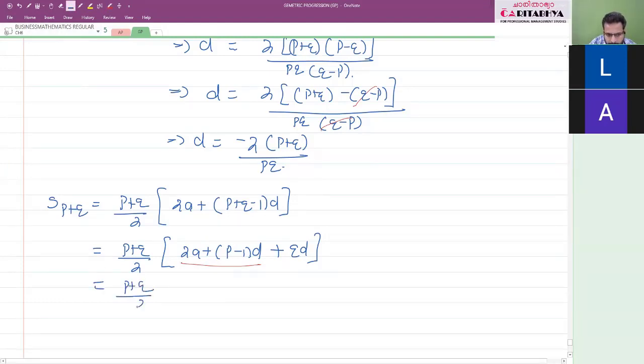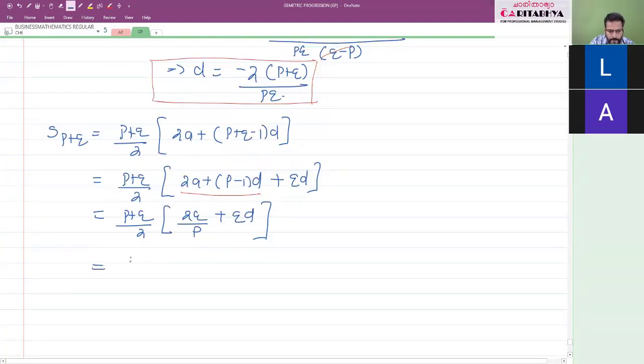This is an important step. S(P+Q) is P plus Q divided by 2 into 2Q divided by P plus QD. We already have D, so substitute it here and simplify: P plus Q divided by 2 into 2Q divided by P plus Q into D, with D equal to minus 2 into P plus Q divided by PQ.